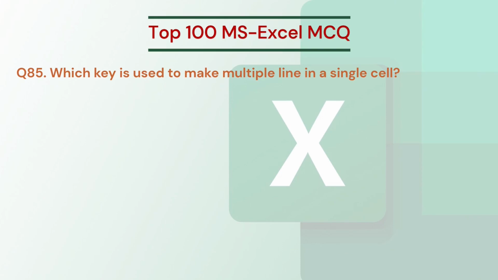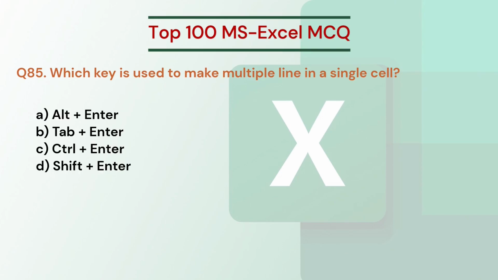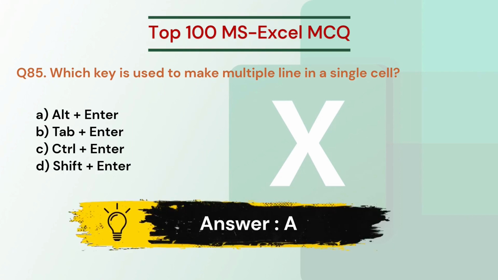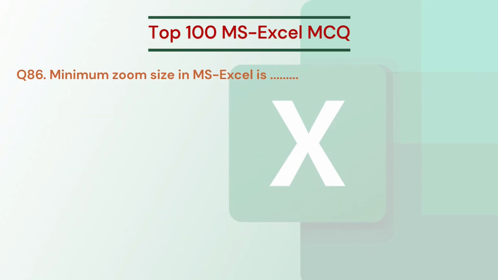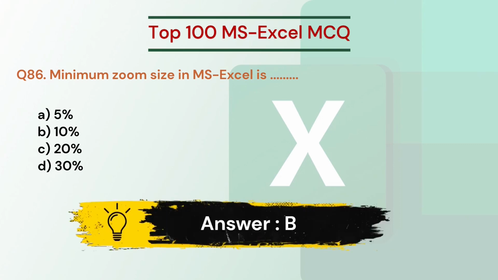Which key is used to make multiple line in a single cell? A. Alt plus Enter. B. Tab plus Enter. C. Control plus Enter. D. Shift plus Enter. Correct answer is A. Alt plus Enter. Minimum zoom size in MS-Excel is A. 5%. B. 10%. C. 20%. D. 30%. Correct answer is B.